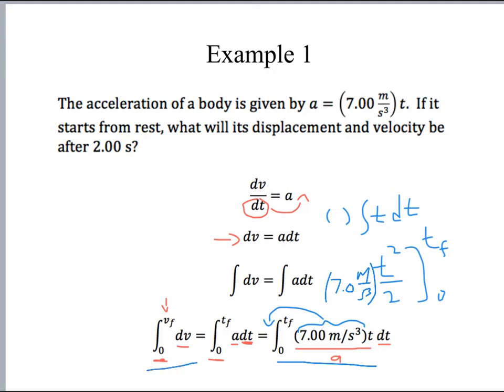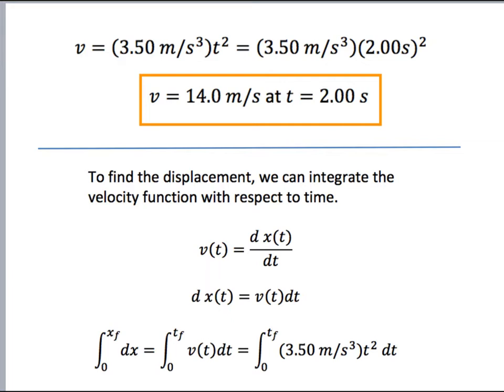Now the integral of dv is just v, and that's going to go from 0 to v final, so we can say that v final minus 0 is equal to this term over here, which is going to go from 0 to t final. So we can get rid of those zeros, and what we end up with is that our velocity is going to be 3.5, that's 7 divided by 2, meters per second cubed times t squared. And we wanted to know what the velocity was at 2 seconds. I just plug it in.